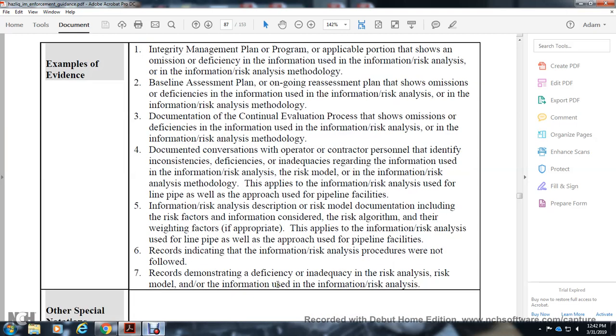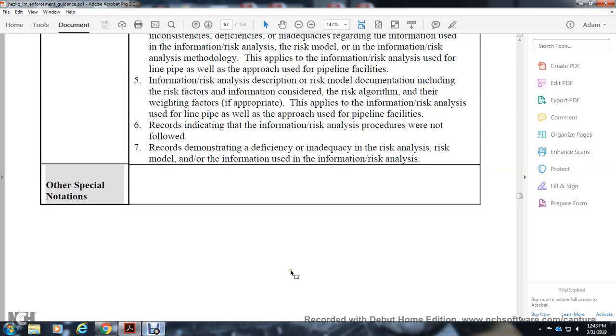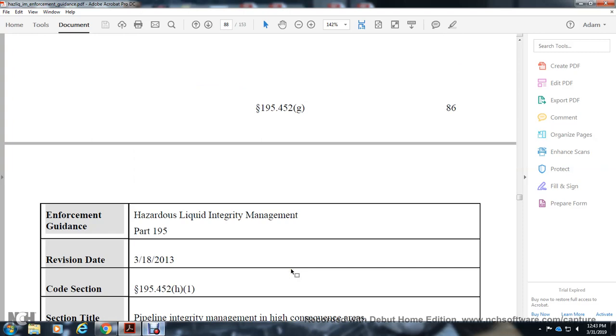4. Documented conversations between the operator and contractor personnel identify the inconsiderate deficiency and accuracy regarding the information risk analysis risk model and methodology. 5. Information risk analysis description and risk model documentation include the risk information factors, risk algorithm and weighting factors if appropriate, applied for the information risk analysis along the line as well as the approach to the pipeline facility. 6. Records indicate the information risk analysis procedures were not followed. And 7. The records demonstrate deficiencies in the adequacy of the risk analysis risk model for the information risk analysis, other special notations.